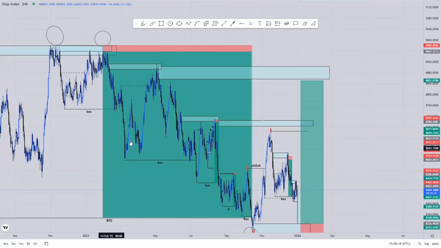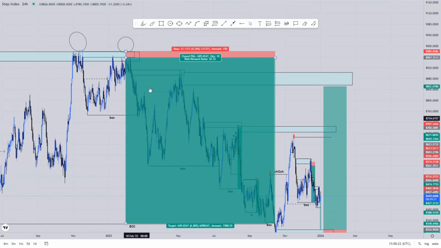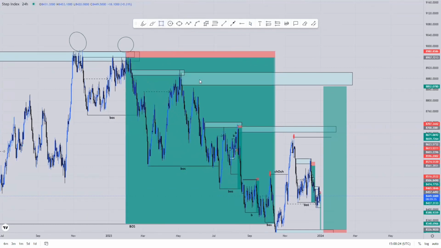For example, the first move, this one I showed you, I could have gotten that. Then here, after collecting inducement there, they came, changed character here. After changing character, they came and tapped the imbalance there. Where did they change character? Someone might wonder. Right here, inside here.